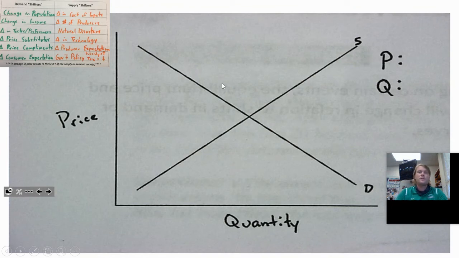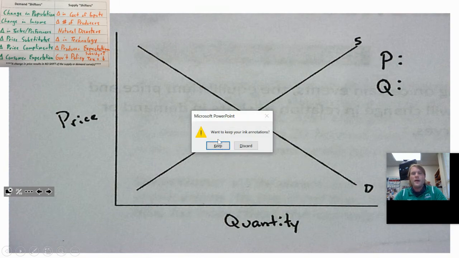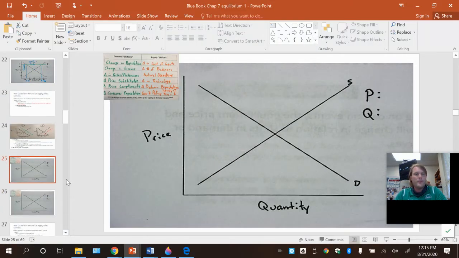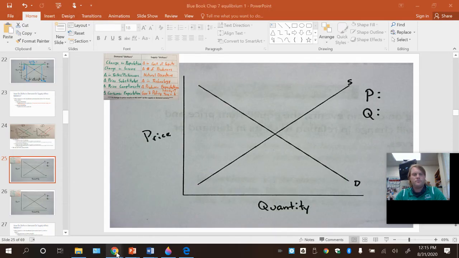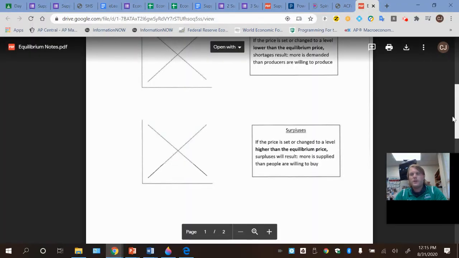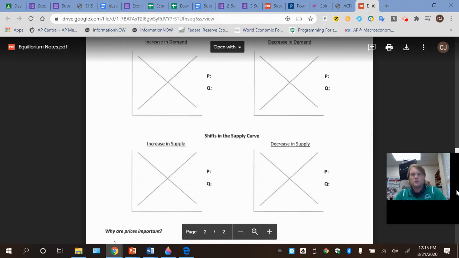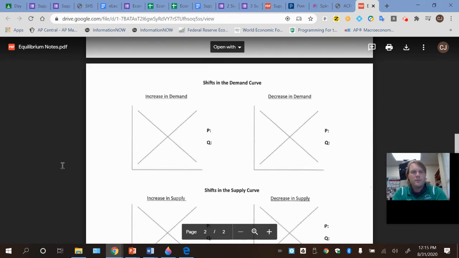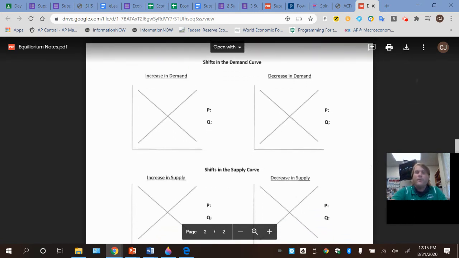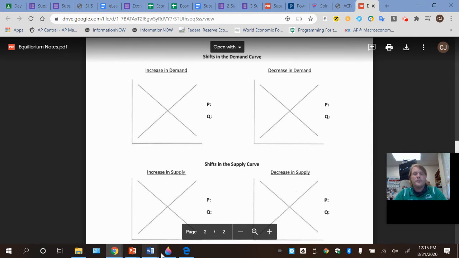Okay, so let's talk about some things that are going to shift and what happens to our equilibrium point as we move forward. So you're still on your notes here. Flip the notes page over, and you'll see on the back side you've got these graphs here. Go ahead and get them all labeled up. We'll talk about each of these individually.